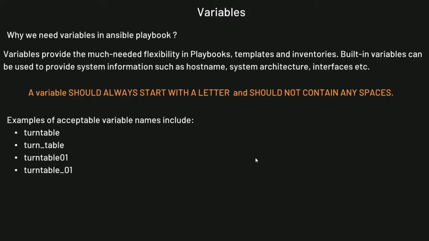One important thing to focus on here is how you should declare a variable in your playbook. So here are the typical acceptable variable names which you can include in your playbook. The examples here are turntable, turn_table, turntable01, turntable_01. These are the valid acceptable variable names which you can include in your Ansible playbook.